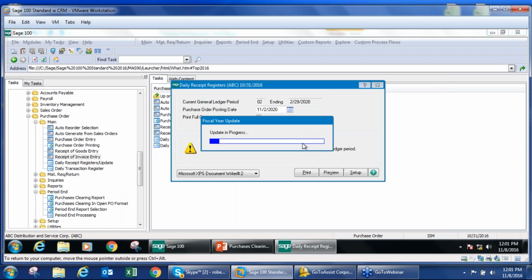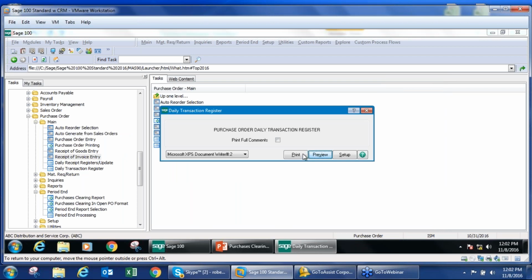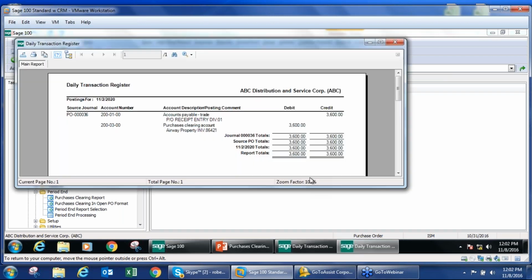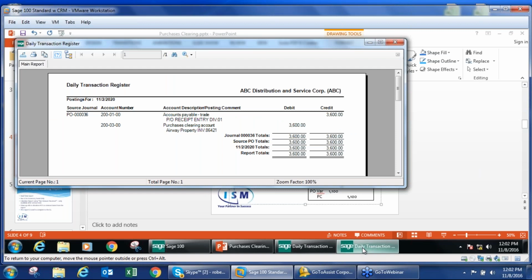And so understand what we just did. We received 40 initially at $100. We just received 30 at $120. So let's go ahead and put that back on here. Okay, so we should have a balance in our purchases clearing account of $800.